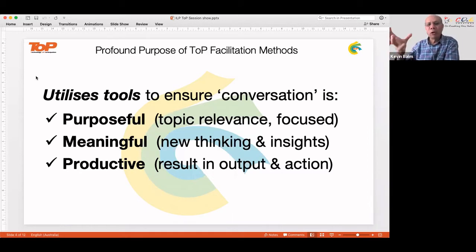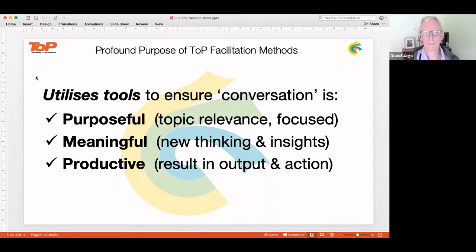So as a technology, it's made up of tools, and all of the tools are to ensure this conversation amongst the human system is purposeful, that there's relevance of what's being talked about, and there's focus on only that for the duration of the session, and not trying to solve all of the world's problems at the same time.